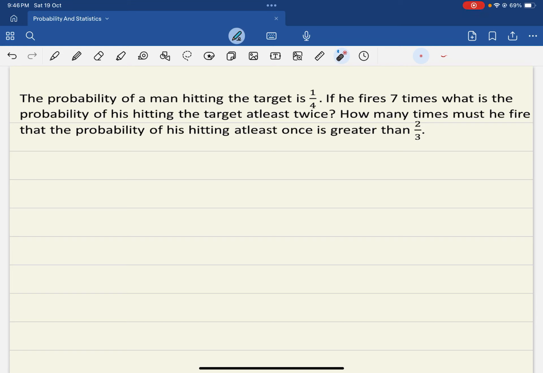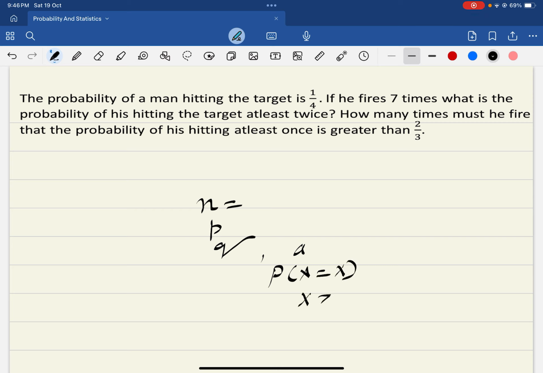In the previous couple of lectures, we have done the binomial distribution. We have done several problems on binomial distribution. Now, this is another special type of question. In the previous problems, n was given to you, p was given, q was given. So at most, at least, or exactly, that is P of X equal to x, P of X greater than or equal to x, all these we have done in the previous lectures.